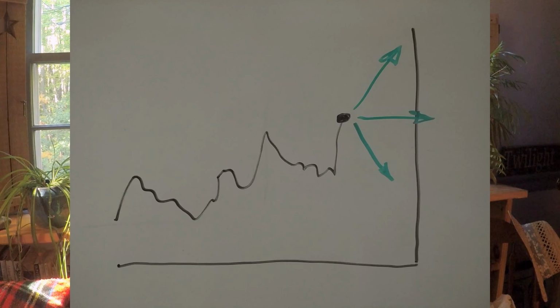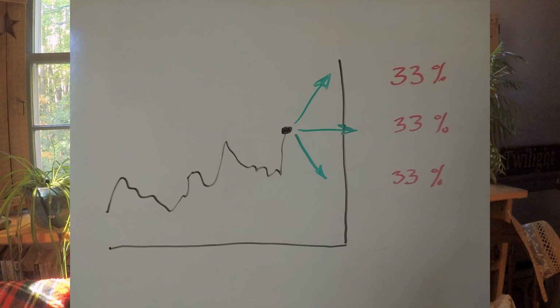You can see that I've drawn 3 green lines. And that's the potential for what that price could do. The price could go up from there, it could go sideways, or it could go down. Or it could do some combination of those 3. But at the next particular tick of the clock, it could go up, it could go sideways, or it could go down.